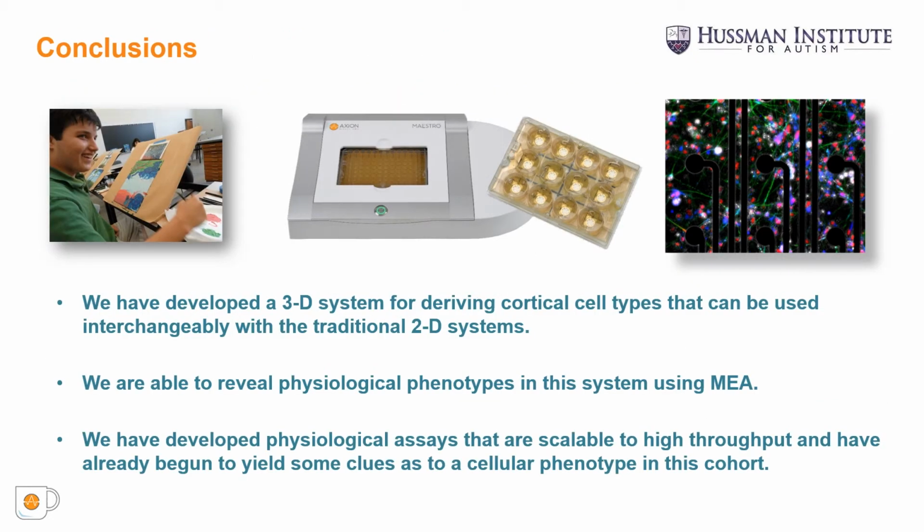Today we've shown you a little bit of data on how we've developed a 3D system for deriving cortical cell types that can be used somewhat interchangeably with traditional 2D cultures for uncovering phenotypes in autism. We're able to reveal physiological phenotypes in the system using the multi-electrode array in the 2D culture system. We have developed physiological assays that are scalable to high throughput and have already begun to yield some preliminary clues as to a cellular phenotype in the cohort that we've shown you today.